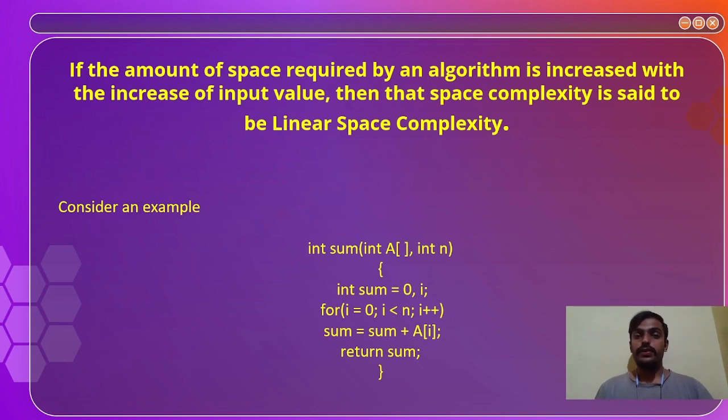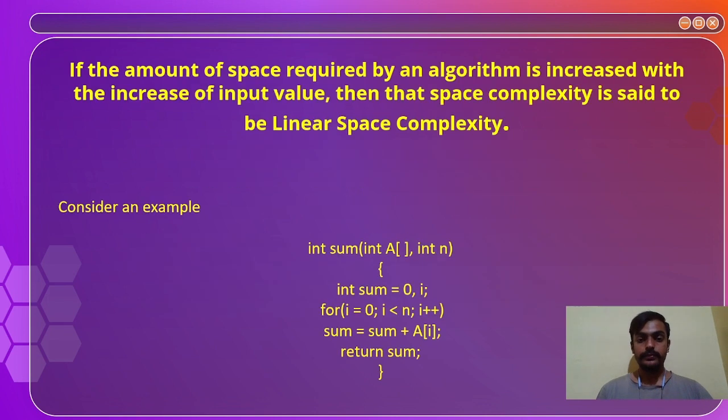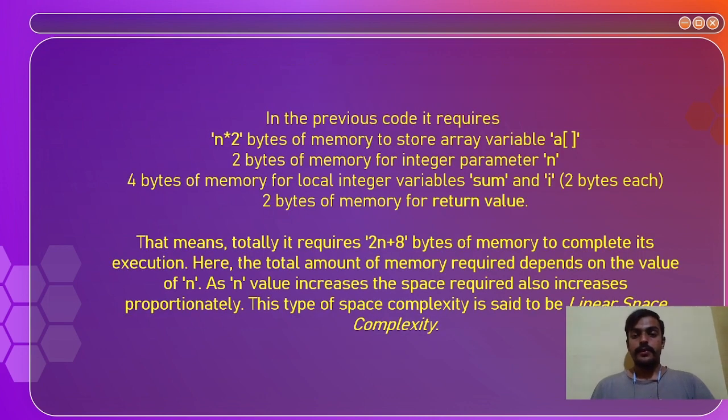And as I told, during the execution of the for loop, values will be stored iteratively in the stack. So for n elements of the array, n amount of bytes will be allocated. So total space will be 2n plus 8. That means totally it requires 2n plus 8 bytes of memory to complete its execution. Here the total amount of memory required depends on the value of n. As n value increases, the space required also increases proportionally.